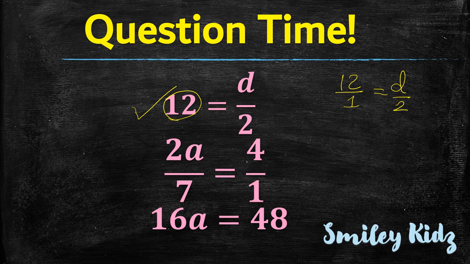Next question, 2a by 7 is equal to 4 by 1. So here also we can use the method of cross multiplication. Simply cross multiply the terms. Now, third one, 16a is equal to 48. Here we are going to transpose the terms. We'll transpose the 16 to the other side. Here it is on multiplication. When it goes to the other side, it becomes division. So you'll be solving these three questions and you have to keep your answers in the comment section.